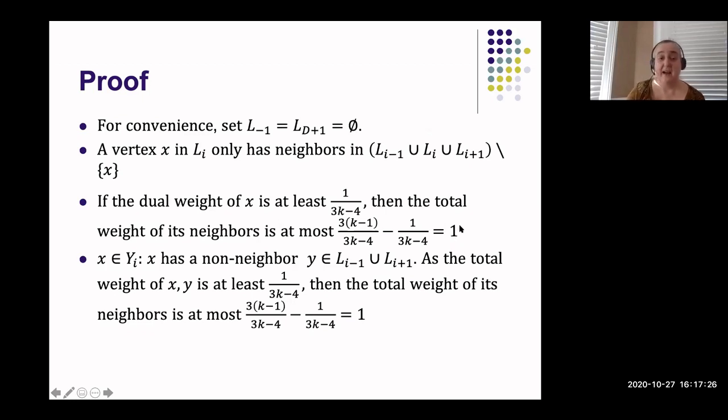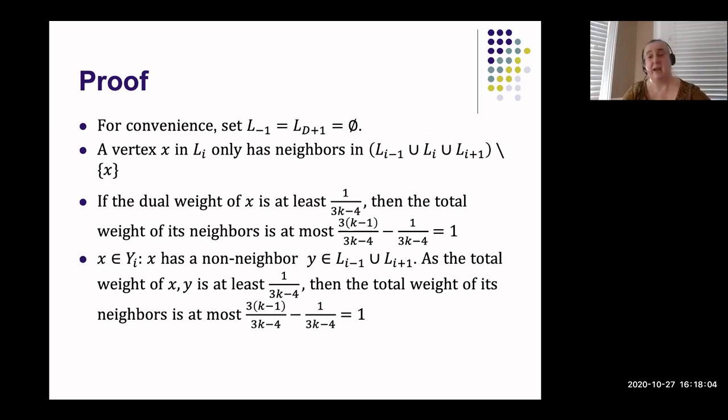So everything is fine. This happens when we are in a column that has less than k colors, or if we are in a column that has k colors, but the vertex x is in Xi. So the only thing I have to worry about is what happens when x is in Yi. But then he is not adjacent to at least one more vertex in the neighboring columns. I'm going to call that vertex y. And x and y both have at least half of 1 over (3k minus 4) weight. So again, everything works out just fine. So this weighting works, and this proves my theorem.